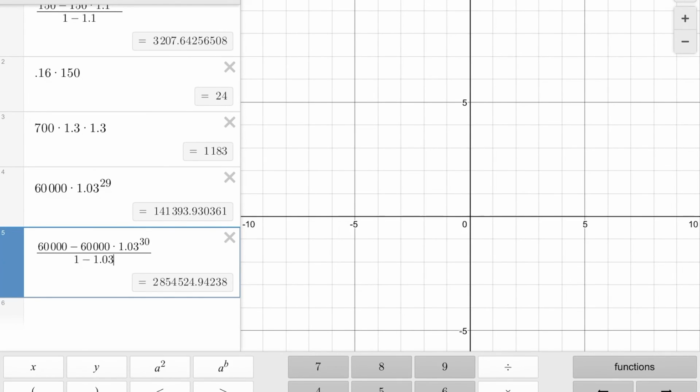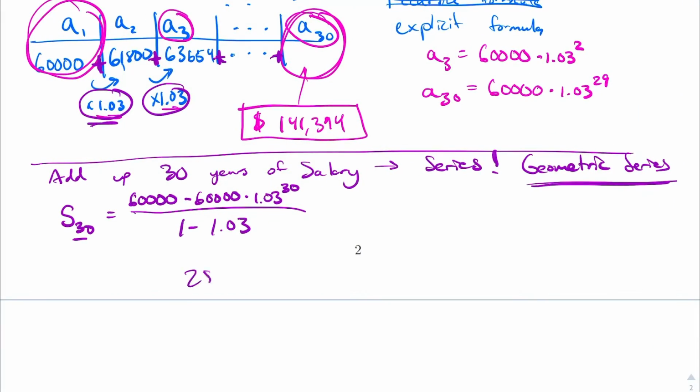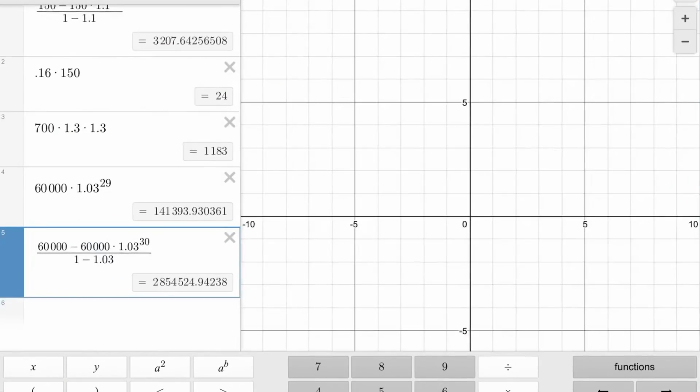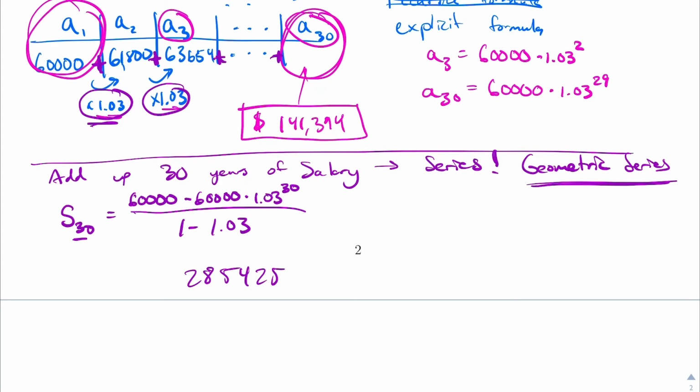So over the course of their entire career, they make $2,854,255. I rounded it wrong at first, but that's the right number. That's the amount they've made over their entire career. And that's pretty interesting, I think.